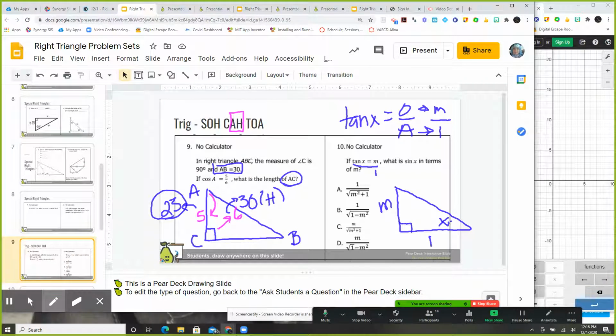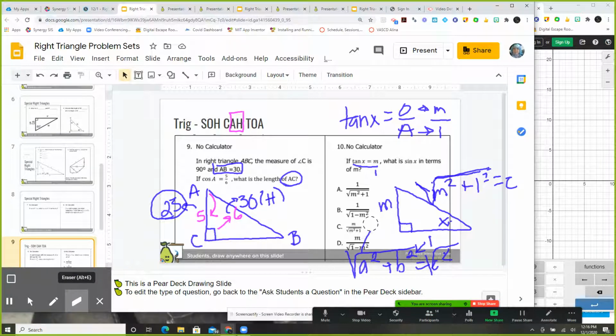Can we do Pythagorean theorem here to find the hypotenuse? A squared plus B squared equals C squared. The A is M, so M squared, that's my A. The B squared is 1. And then the very last step is to take the square root, right? But look at your answer choices. All you're doing is setting it up. That's why it looks scary.